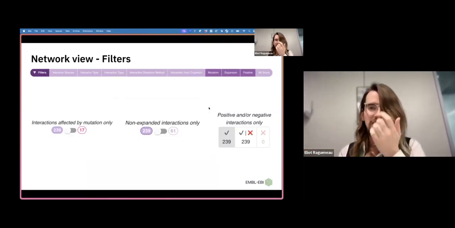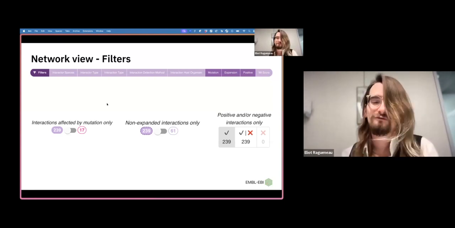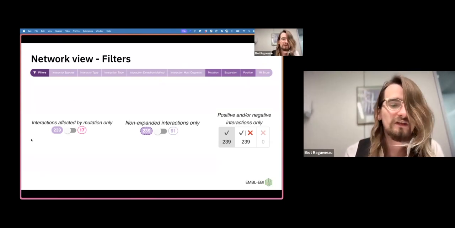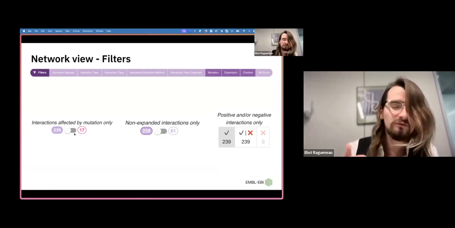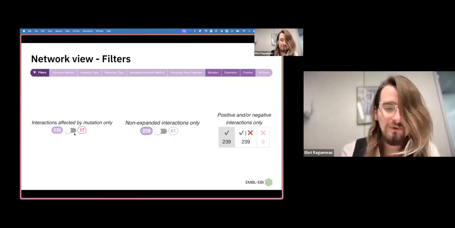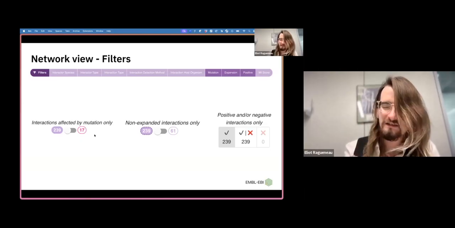Then you've got the mutation, expansion, and positive filters. These are pretty straightforward. So for the mutation, if you activate it, you only remove every non-mutated interactions or non-mutated proteins.